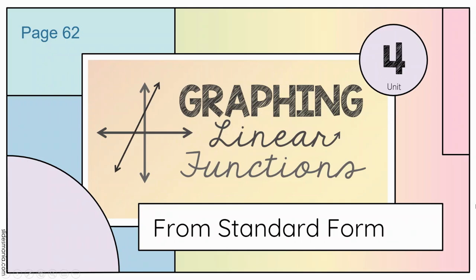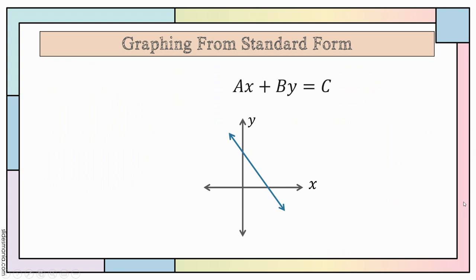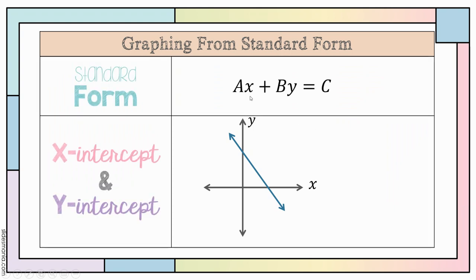Today we're graphing linear functions that are written in standard form. Standard form is ax plus by equals c. So we would have our x term and our y term both on the left-hand side, and then on the right-hand side we have a constant. The y-intercept, where the graph crosses the y-axis, will always have an x-coordinate of 0.